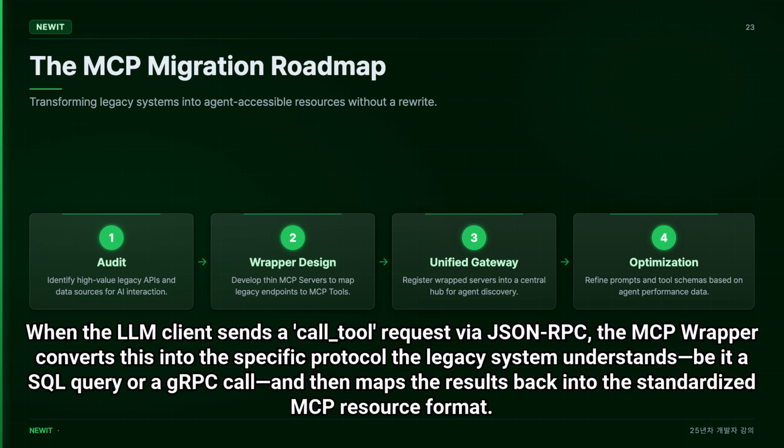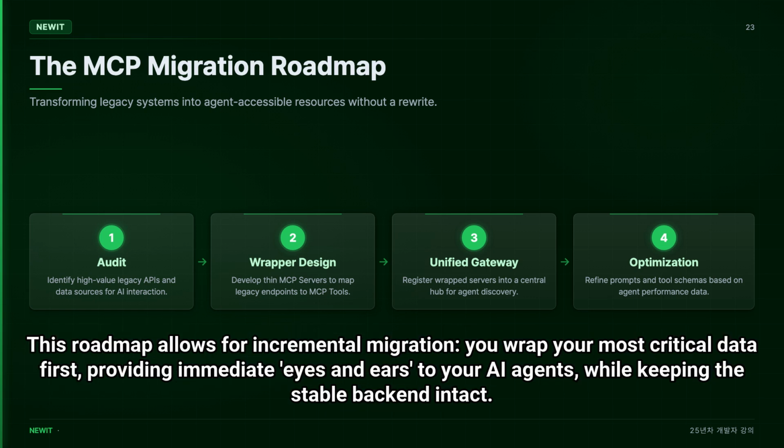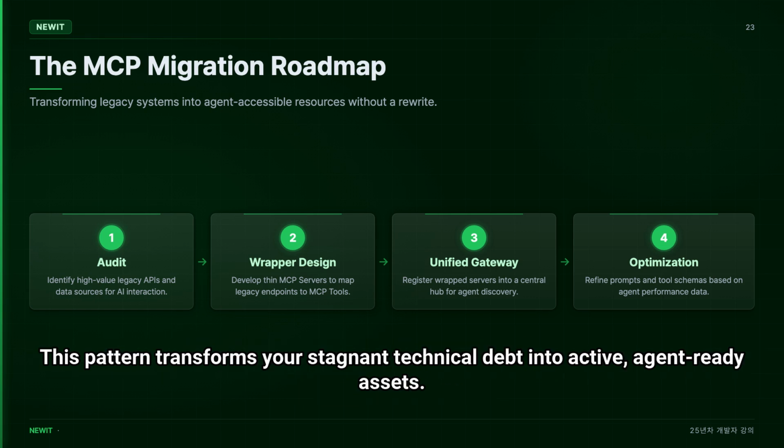When the LLM client sends a call tool request via JSON-RPC, the MCP wrapper converts this into the specific protocol the legacy system understands, be it a SQL query or a gRPC call, and then maps the results back into the standardized MCP resource format. This roadmap allows for incremental migration. You wrap your most critical data first, providing immediate eyes and ears to your AI agents, while keeping the stable backend intact. This pattern transforms your stagnant technical debt into active, agent-ready assets.